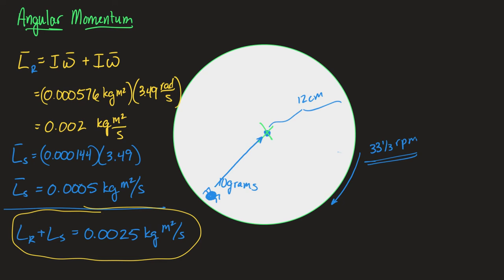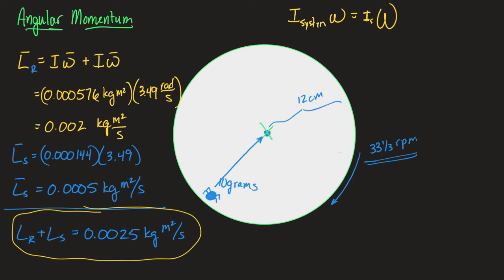Consider if I drew it like this. We have the moment of inertia of the system times the angular speed. If the moment of inertia of the system gets smaller, make a little I here, then the angular speed is going to have to get bigger so that these two things can stay equal.